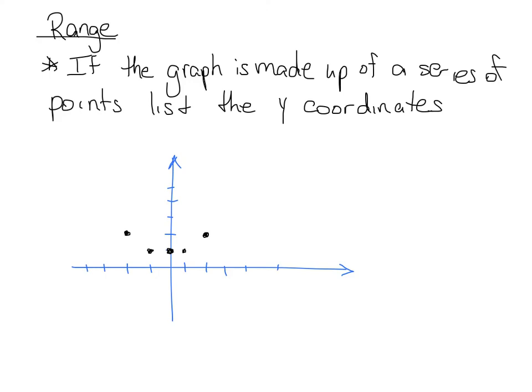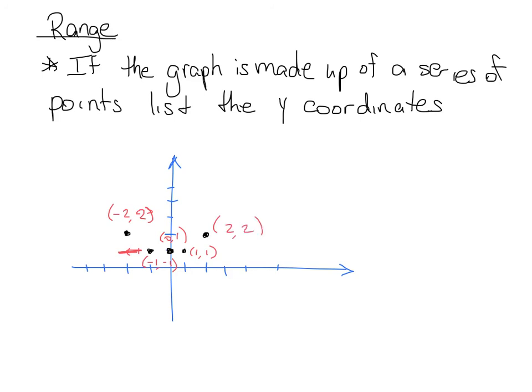Okay, so we have a funky looking graph here. It's a series of points. All we have to do is list the y coordinates of these points. So if it helps you to see what all the coordinates are, you can write them down. -2, -2 here, and we have -1, -1, -1, -1. We have 0, 1. We have 1, 1, and we have 2 and 2.